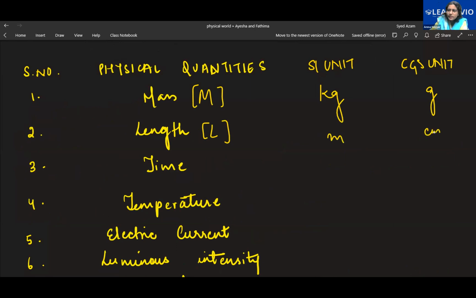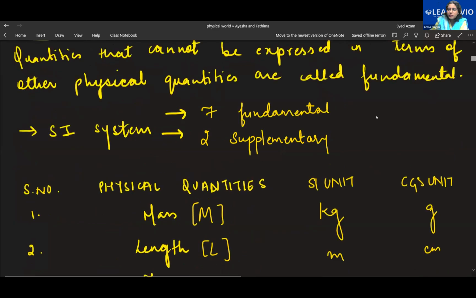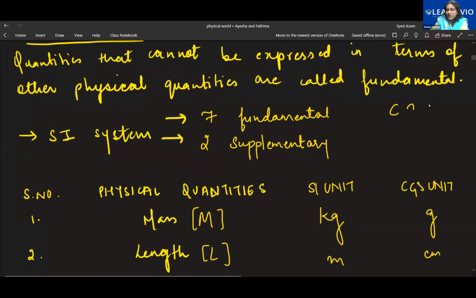Now class, what is the CGS? I've been talking about this term. CGS: C means centimeter, G means grams, and S means seconds. Okay, CGS unit: centimeter, grams, seconds.